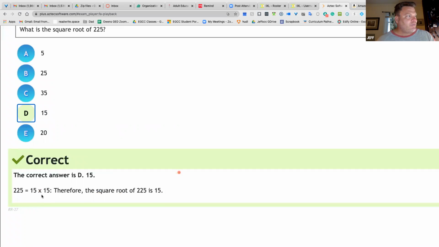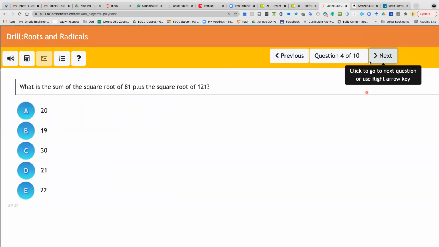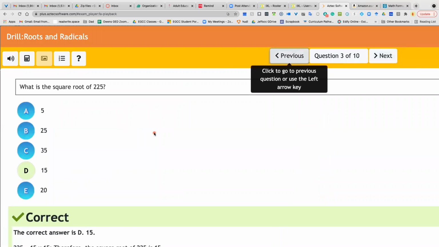See, there's no math here. It's just what does that term mean? What number times itself gives you that number? Wait, go back. Okay. There we go.